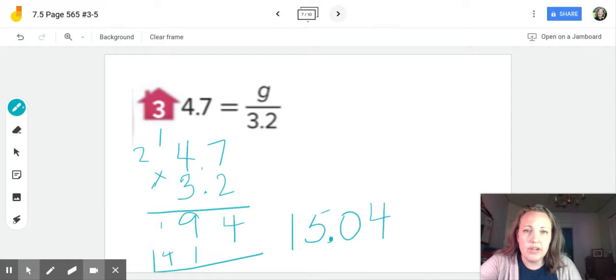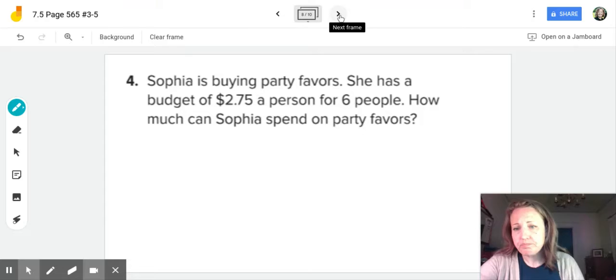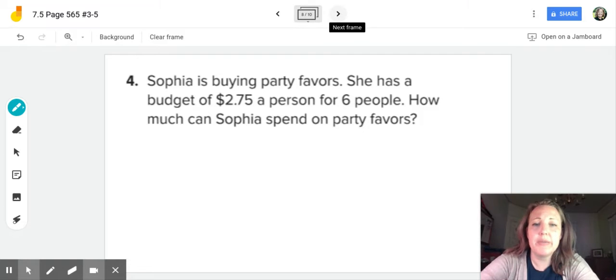So then if I look at the next problem, it says Sophia's buying party favors. Do people even buy those anymore? I wonder. I guess that would be like if you go to a party, and is probably when you were in elementary school and they'd give you a little bag of treats to take home, or little things to blow, or like party hats. She has a budget of $2.75 per person, and she's going to have 6 people over. How much can Sophia spend on party favors?